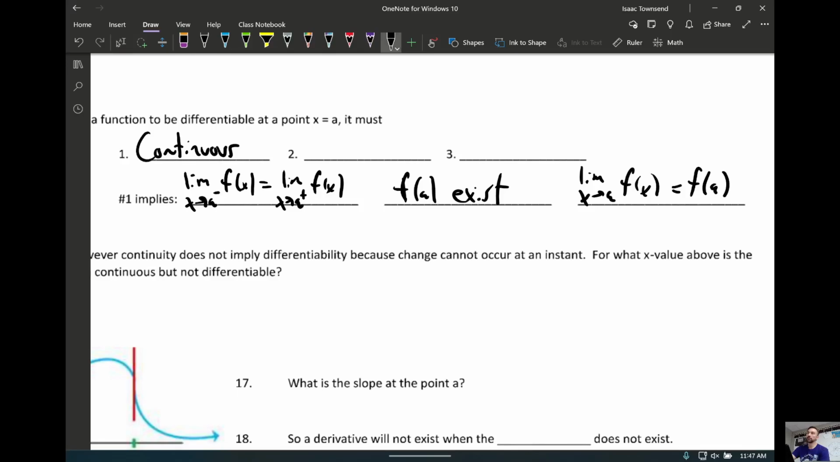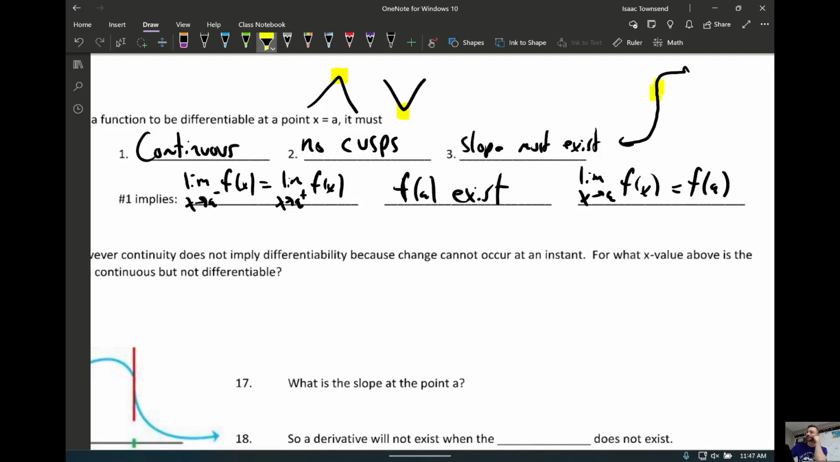Okay, for number 2, we'll say mathematically these are called cusps, but no cusps. Cusps are like sharp points. The slope can't change radically at an instant. If I ask you what's the slope here or the slope here, you can't answer that. So we can't say that there's a derivative. Okay, and the slope must exist, such as like if we had something that looked like this, if part of the line is vertical, we say that it's an undefined slope, and if the slope's undefined, then the derivative doesn't exist either.